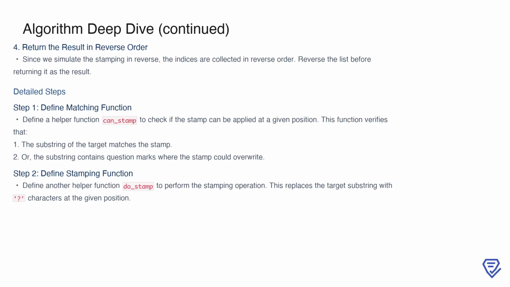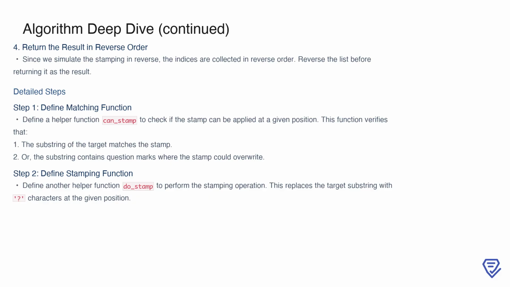After completing the stamping process, we need to return the sequence of indices in forward order. Since we simulated the stamping in reverse, the indices are collected in reverse order, so we simply reverse the list before returning it.